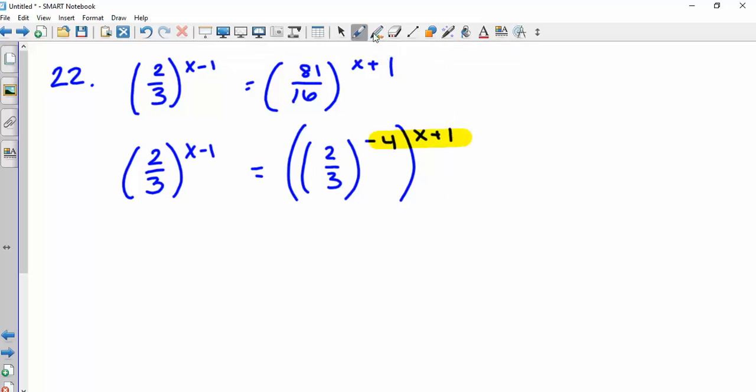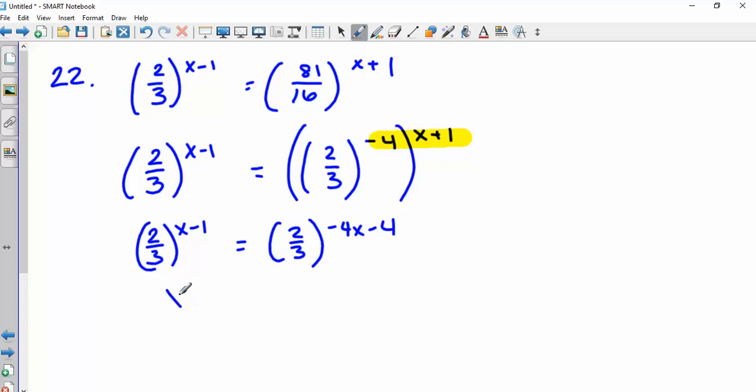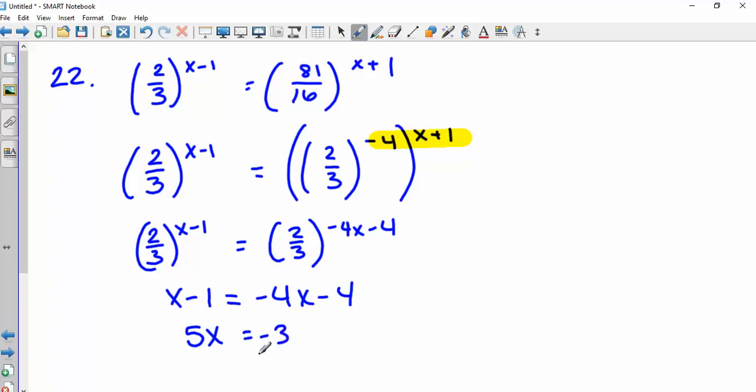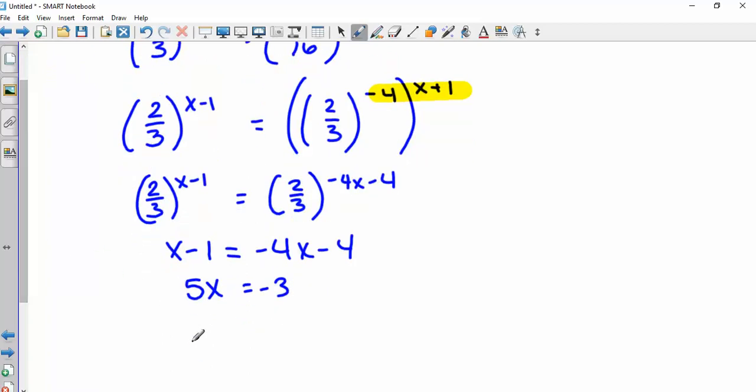When we have a power to a power, what do we do with those? Multiply. Now we have the same base on each side, so you can set your exponents equal. So if I add over my 4x, it'll be a 5x. Add my 1. Divide and we get a -3/5.